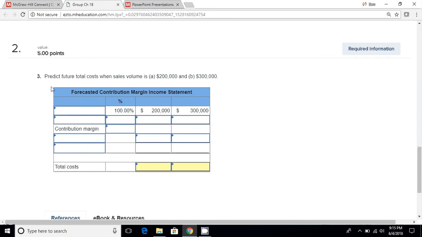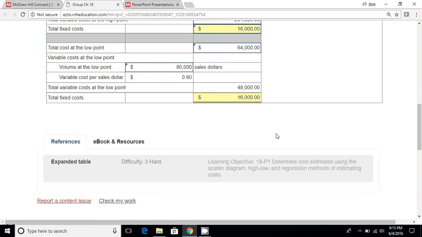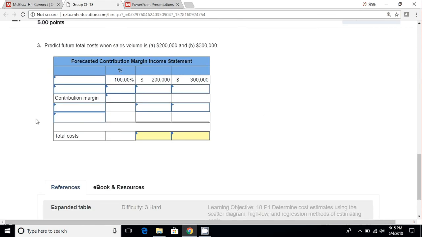So now it comes down and says, you know what? Now that we're smart enough to know all this, let's predict future total cost when sales volume is 200,000 and 300,000. Can we do that? Absolutely we can, because now that we know how to figure out contribution margin, we know what variable costs are, we know what fixed costs are, which we didn't know when we started this, by the way. We had no clue what it was when we started all this. But now that we figured that stuff out, we can do all kinds of stuff. We can figure out all kinds of scenarios.